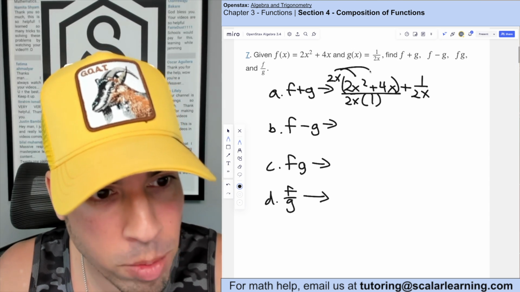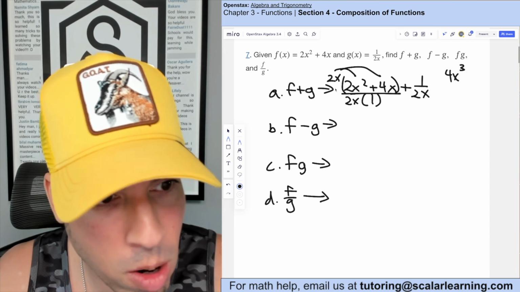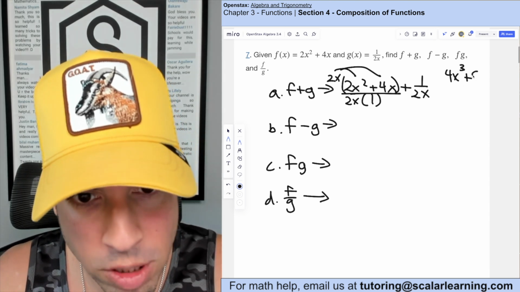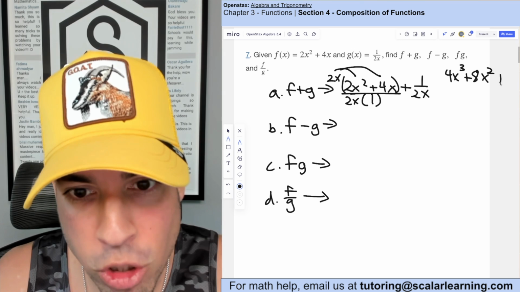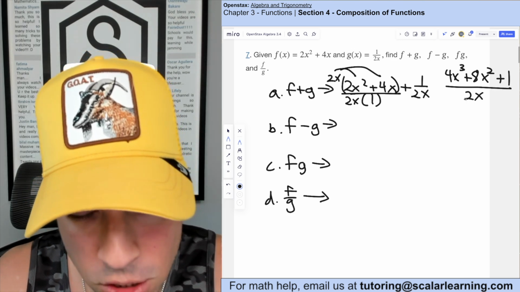So as we distribute across the top, we get 4x to the third power, right? X times x squared is x cubed, plus 2x times 4x, which is 8x squared. And then this is already over 2x, so I'm just going to merge it together, plus 1. And now everything is over 2x. So that looks really good.